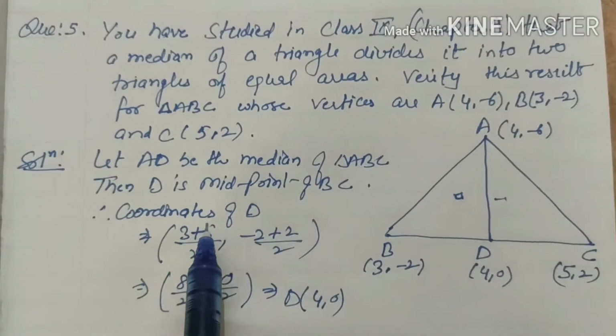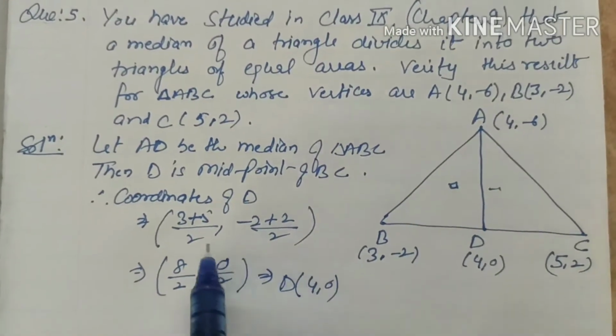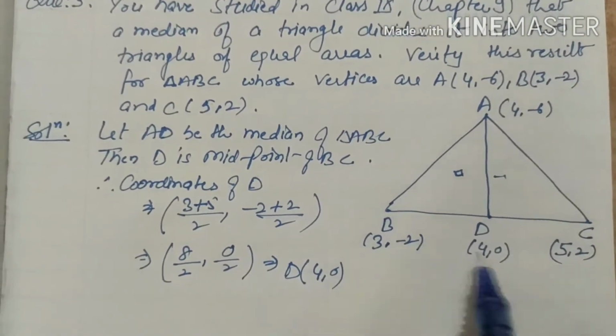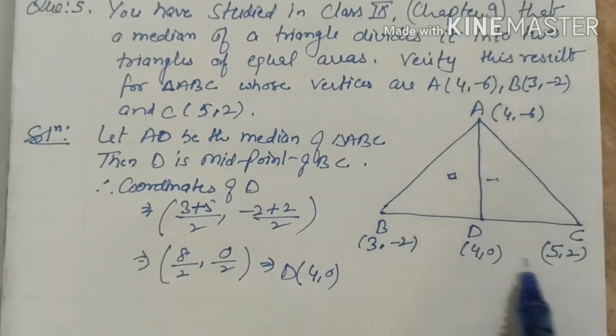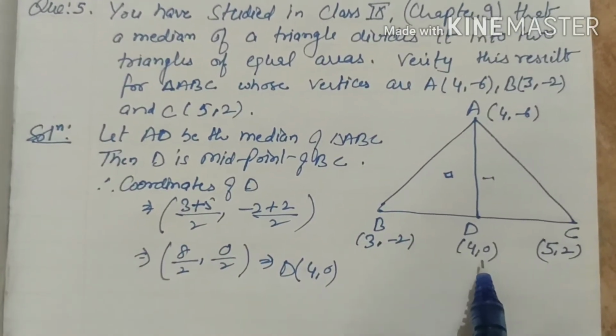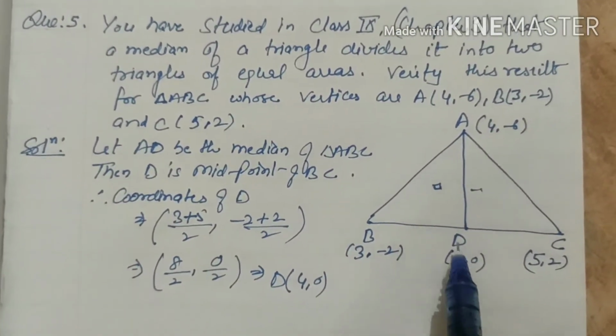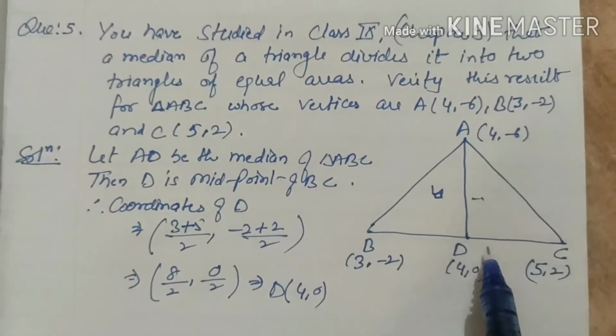So now by using the midpoint formula, the coordinates of D will be (x1 plus x2) by 2. So 3 plus 5, add the x coordinates, then divide it by 2. So (3 plus 5) by 2 and (-2 plus 2) by 2. So this will be (4, 0). So the coordinates of D are (4, 0). So now we need to find the area of triangle ABD and triangle ADC.